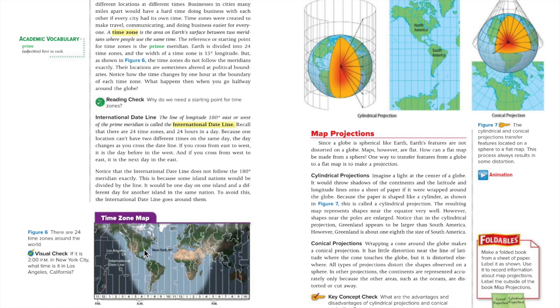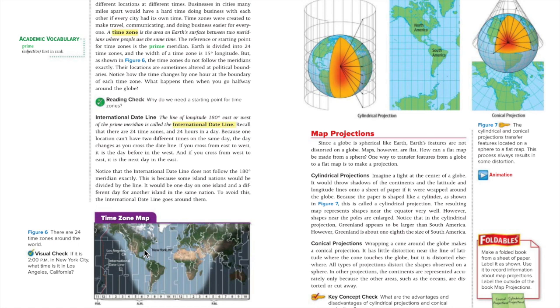What happens when you go halfway around the globe? Well, why do we need a starting point for time zones? Well, if we didn't have a starting point, who would know where the time began, right? So the line of longitude 180 degrees east or west of the prime meridian is called the international dateline.